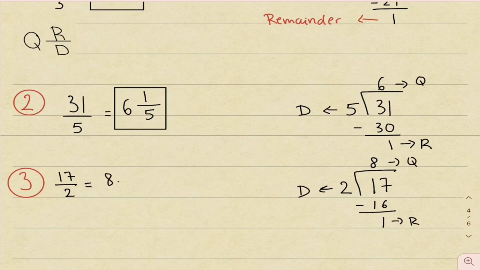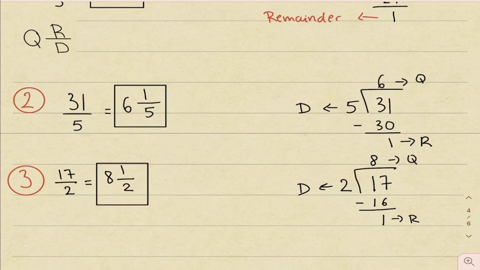So this is going to be 8 1/2. So 17/2, if we want to write that as a mixed number, is going to be 8 1/2. Okay, so that's how we write improper fractions as mixed numbers.